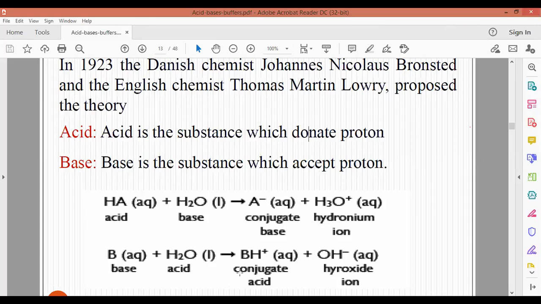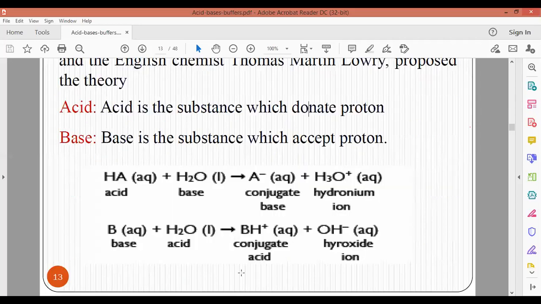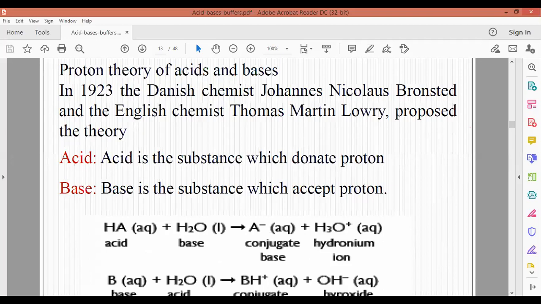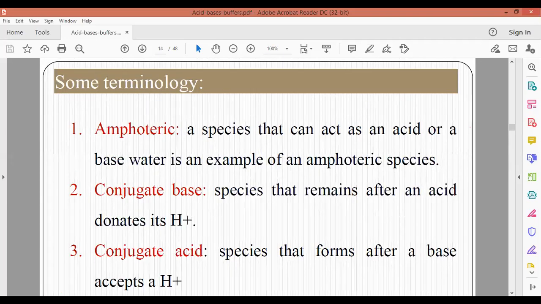That is the acid as well as the base. This is all about the acid and the base according to Lowry-Bronsted theory. See what is meant by amphoteric: the species that can act as an acid or a base. Only one example is there in GPAT. They can also ask which compound acts as amphoteric. Nothing but water acts as amphoteric in nature, because that compound acts as an acid as well as a base. For that purpose, that compound is called amphoteric in nature.